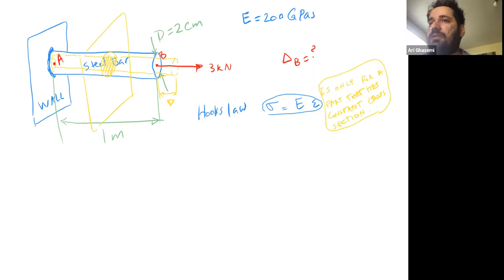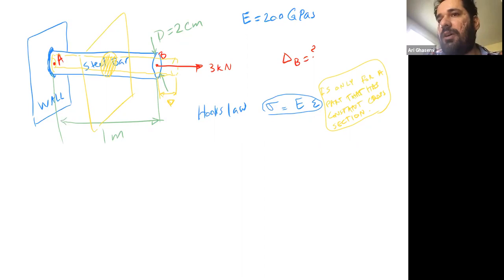Right, which is, in this case, I really do have a constant cross section, right? My beam is not tapered. I don't have variation in area. So this relation applies to this part, right? So let me go and substitute values here. So let's first compute sigma.